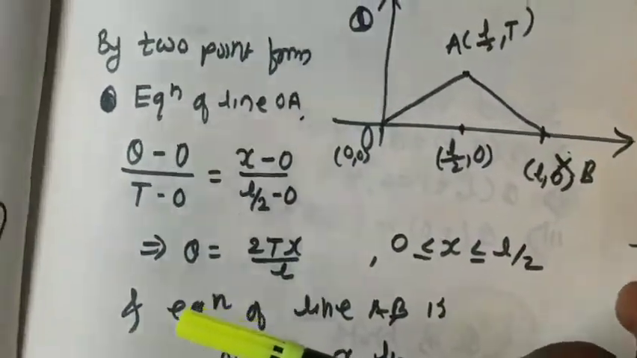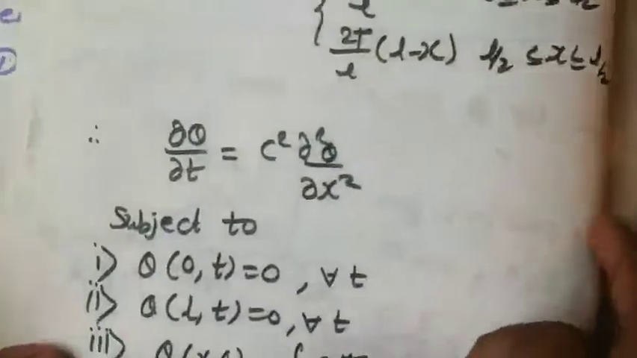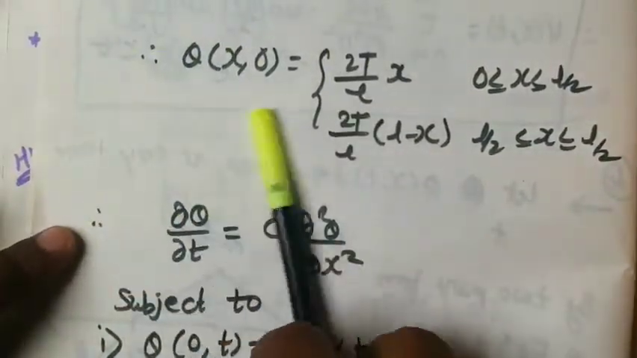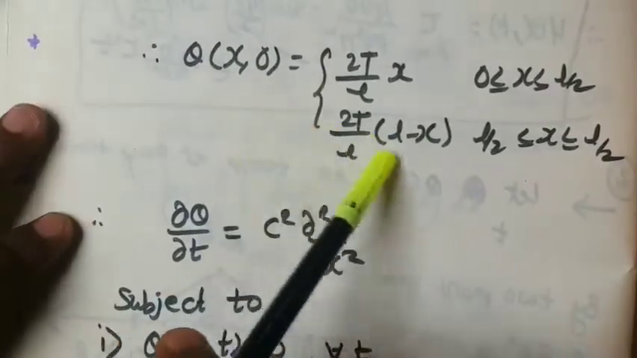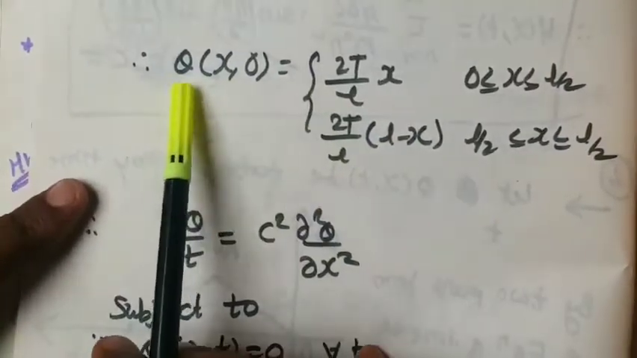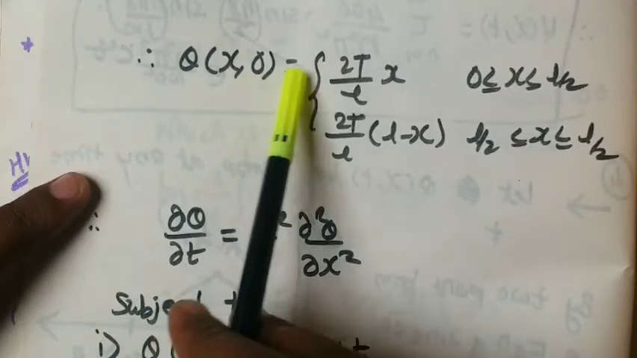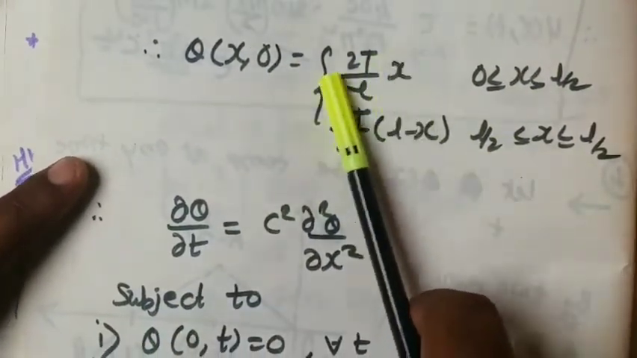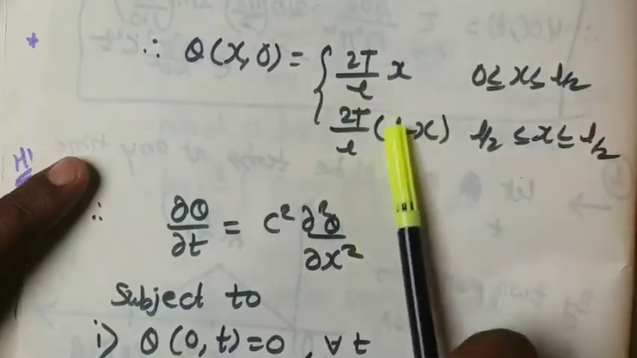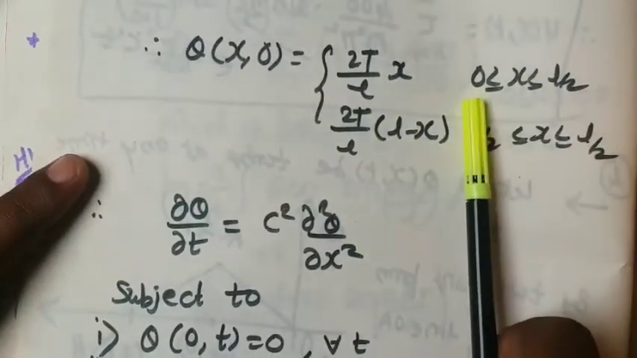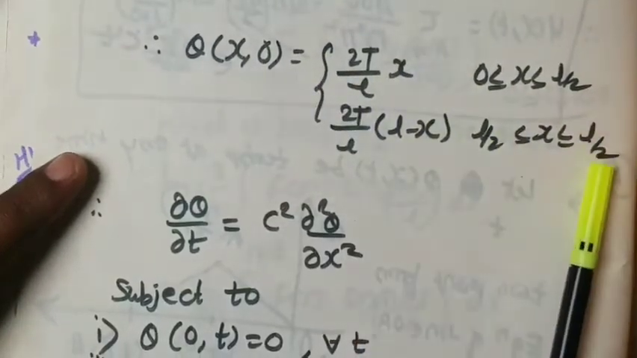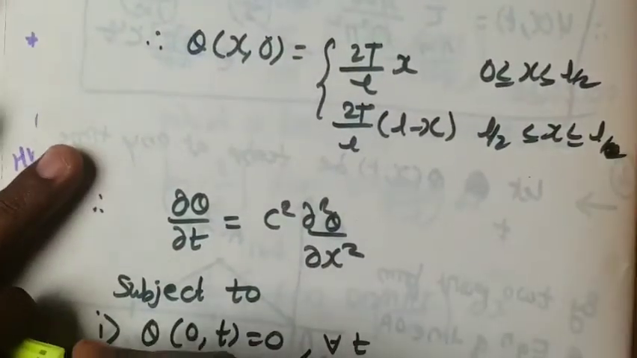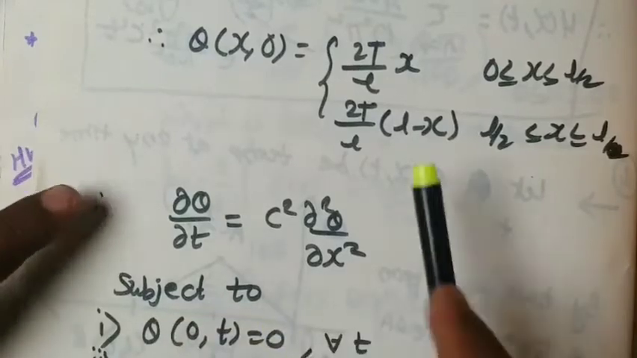So by combining these two, one example of an equation of this type we have already done. Therefore I have written all the things directly. You need to understand that figure and the two-point form. So theta of x comma 0, initially at t equal to 0, the temperature throughout the bar will be 2t by L into x for 0 to L by 2, and 2t by L into L minus x for L by 2 to L. Fine. So we have got the initial temperature.